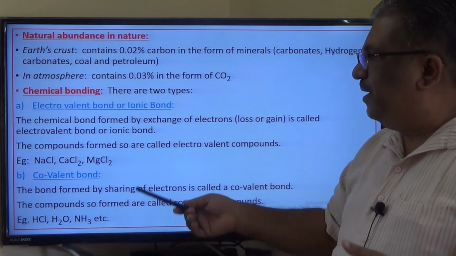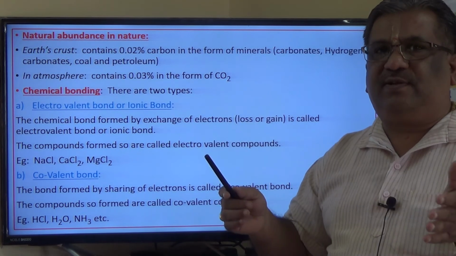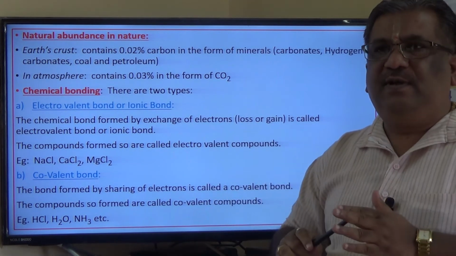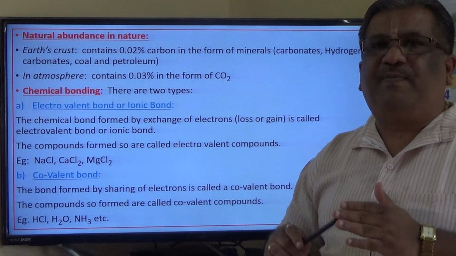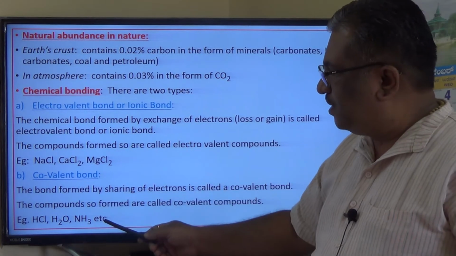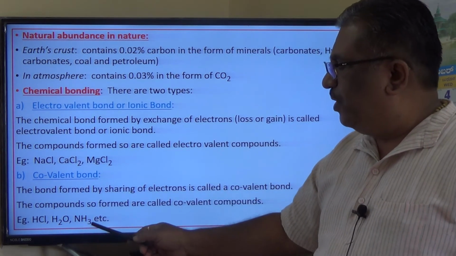Sharing of electrons takes place in order to form a chemical bond between given two atoms or two elements. And how this sharing takes place, we are going to study with the electronic dot structure, that is Lewis dot structure, for formation of covalent bonds. And what are the properties? Some properties of covalent bonds we will also see now. Examples for covalent bonds are formation of hydrogen chloride, water, ammonia molecule.